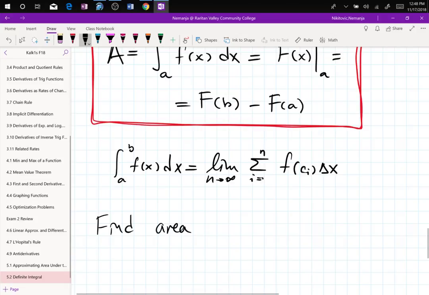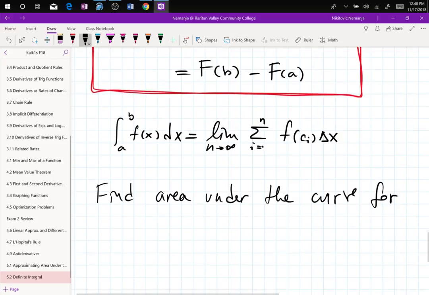Find the area under the curve for f of x equals 3x cubed minus x squared plus 6 on 0 to 2.